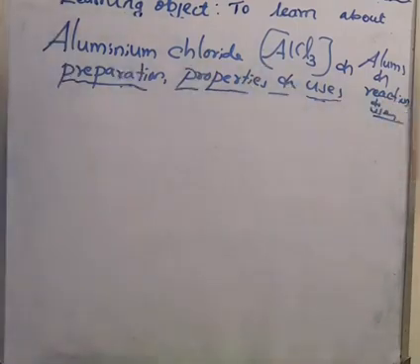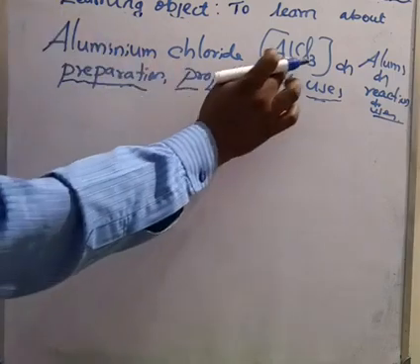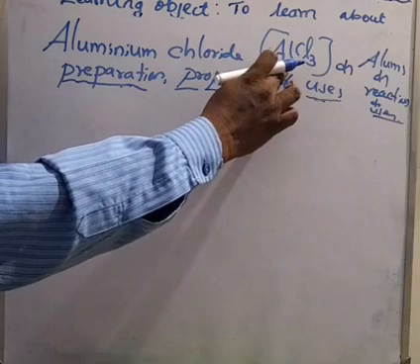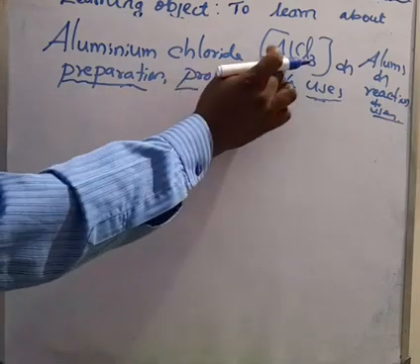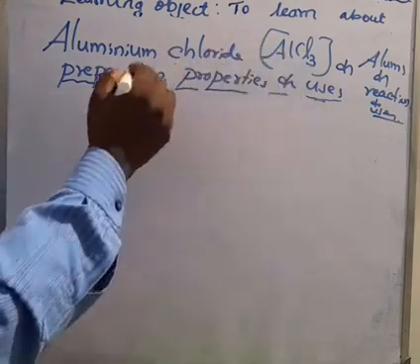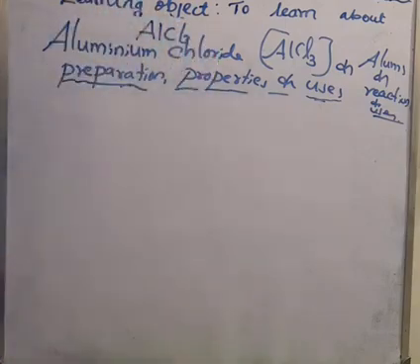So it is very important for the preparation of alum. Aluminium chloride reactions are also very important. Please learn it. First one, aluminium chloride. What is the formula for aluminium chloride? AlCl3, aluminium chloride. How is it prepared?